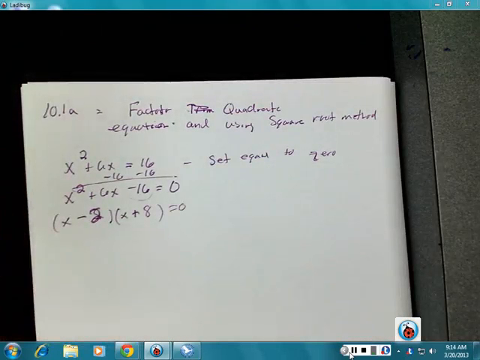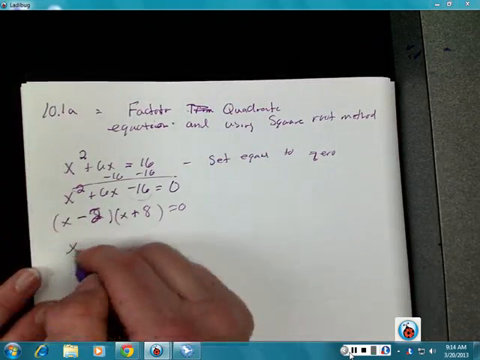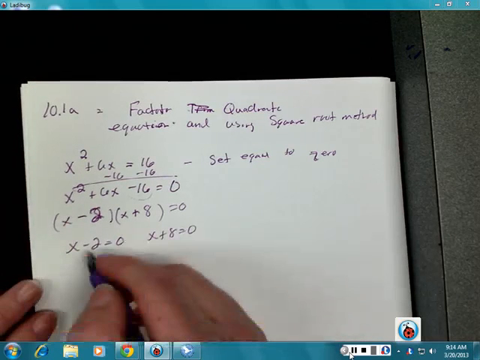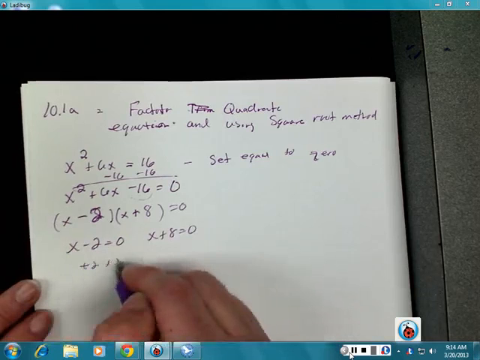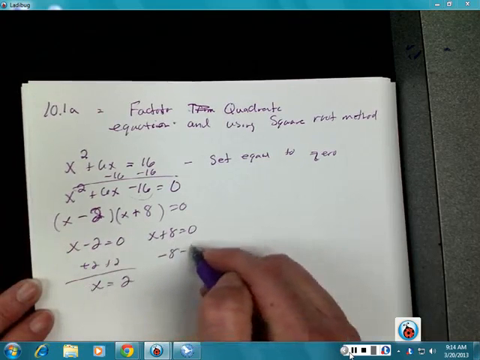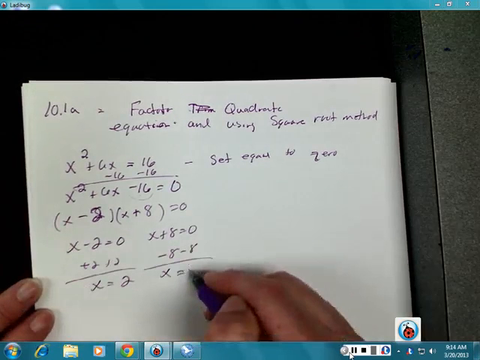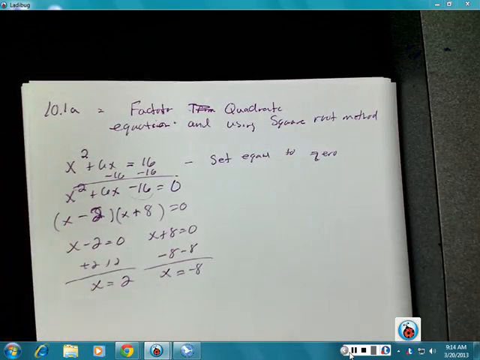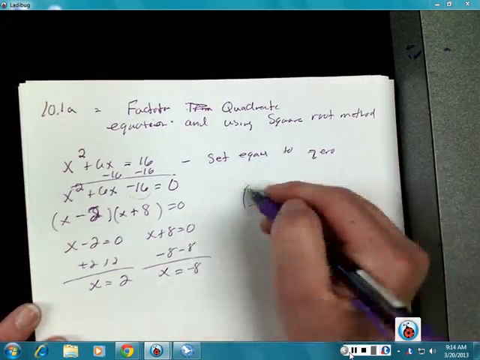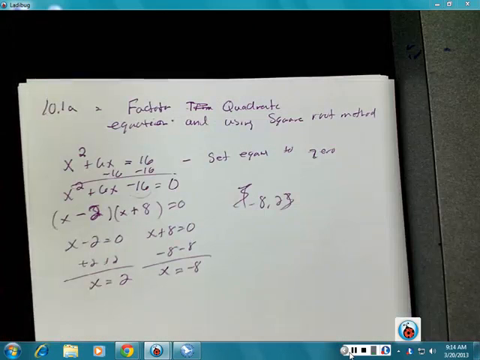And so to solve my quadratic, all I simply do is set these equal to 0 and solve for x. So I'm going to add 2. And over here I'm going to subtract 8. And I find out that x is equal to 2 or negative 8. Now in Hawks, when you enter those, of course you put in negative 8 comma 2. You do not have to put them inside of anything. I think it just accepts them inside of parentheses, and you come up with what your answer happens to be.